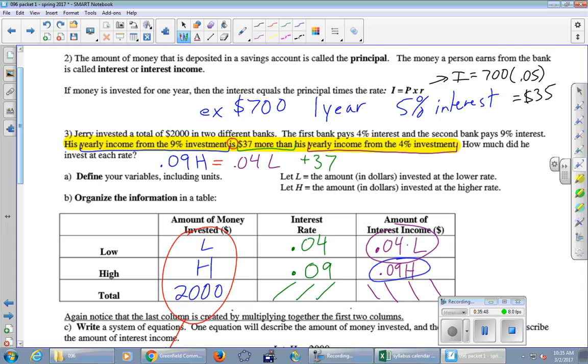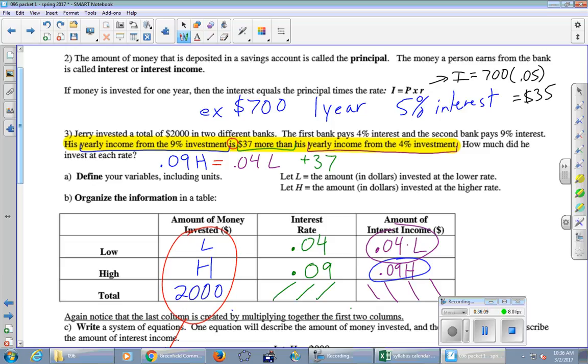So one more time, the amount of money you got from the 9% interest is 37 more than the amount you got from the 4% interest. It's the only right way to write that equation. I'm hoping it's manageable when you go piece by piece. Take your time here.